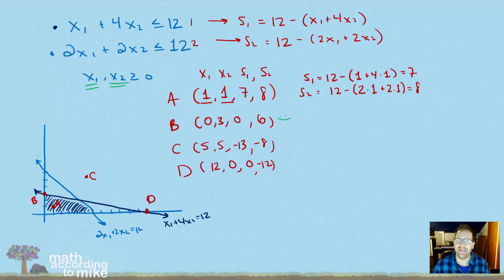C and D, I'll just tell you, are outside of the feasible region completely. They don't touch this shaded area at all. What do C and D have that A and B don't have? Hopefully you're saying negative coordinates. If you have negative coordinates, that means you're outside of the feasible region, and that means something went wrong.